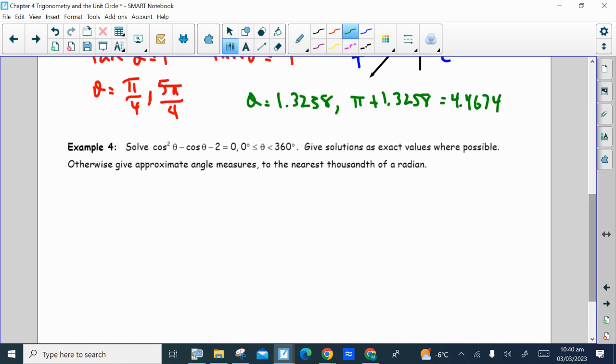This next one is in degrees. It says give exact values where possible, otherwise give approximate angle measures to the nearest thousandth of a radian. Once again, we would have to factor this. And because it's a trinomial, you've got a cos squared theta and a cos theta, we must factor it. You cannot get cosine theta by itself. So that's where we'll start.